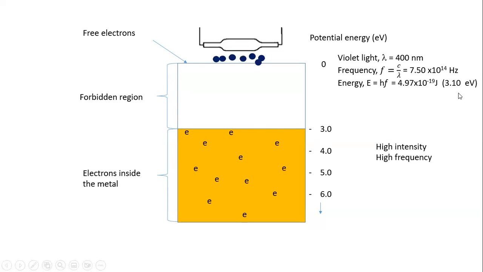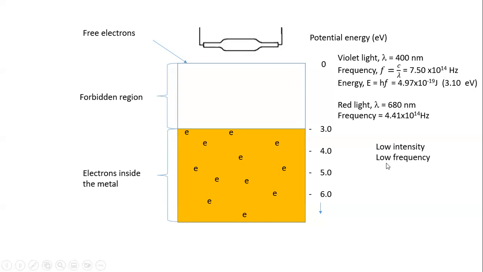Okay, what happens now if I have high intensity? It's still high frequency because I'm using violet light, but I have high intensity. So you see there are many photons being used. When these photons come in, more electrons are emitted. But irrespective of whether the intensity of the light is high or low, as long as the frequency of the light is high, I will produce photoelectrons.